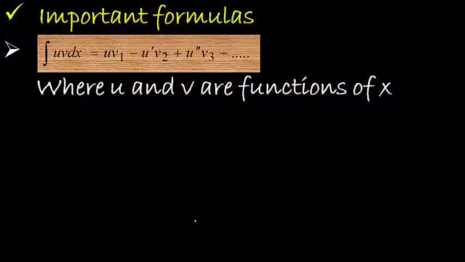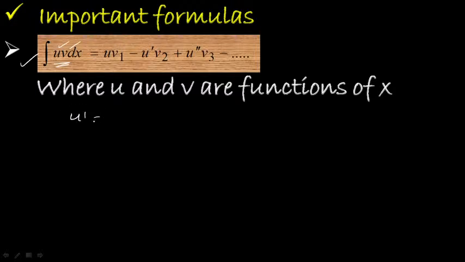Before we move on to the problem, let me have a short look over the formulas that we are going to use. The very first one is integral uv dx equal to u v1 minus u dash v2 plus u double dash v3 minus etc. It is commonly known as Bernoulli's formula. We make use of this formula whenever both u and v are functions of x and are in product. To evaluate that integral, we make use of this formula to get the result.